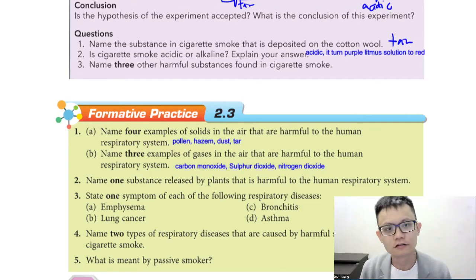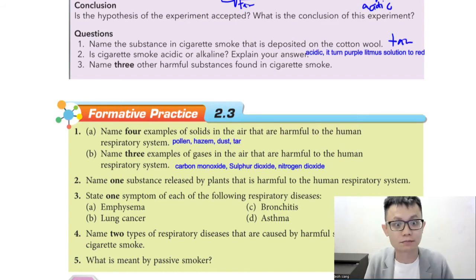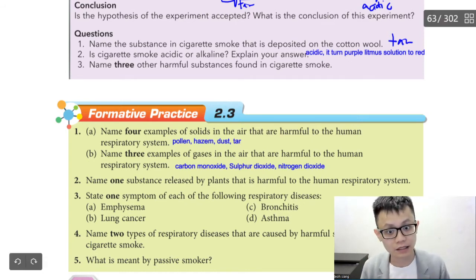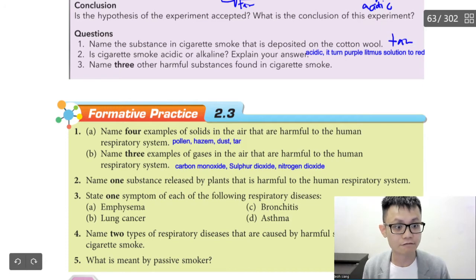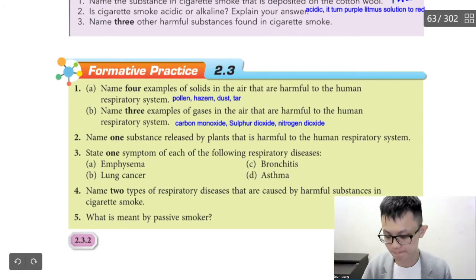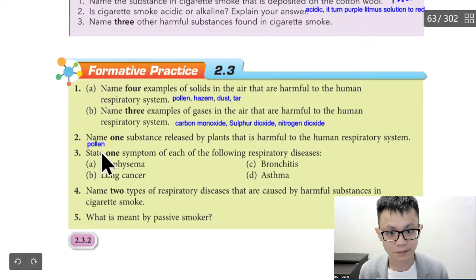Hi, students. Today we are coming back again to learn from Form 3, chapter 2.3, and we stop until here regarding harmful substances to our body. Name one substance released by plants that is harmful to our human body. Okay, for this one, it will be pollen.